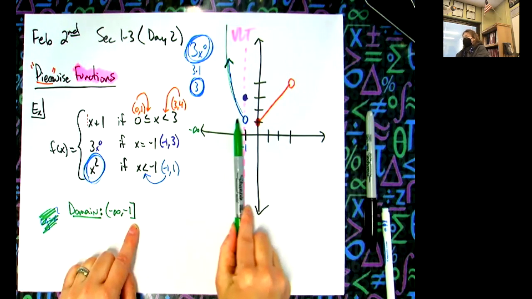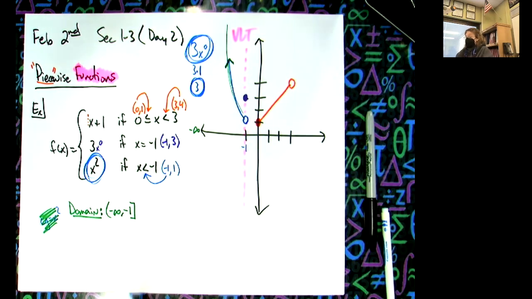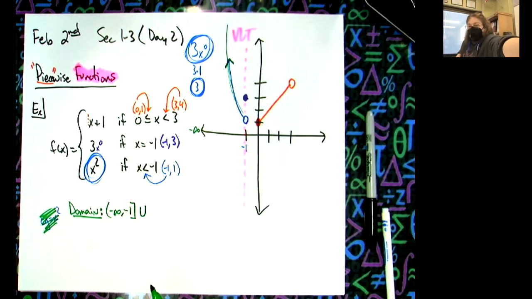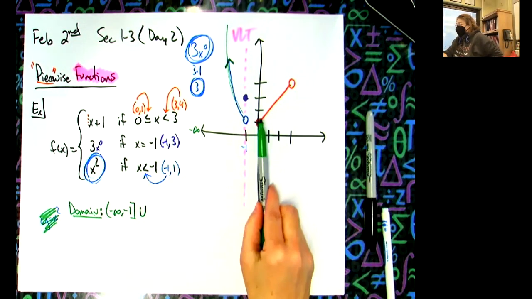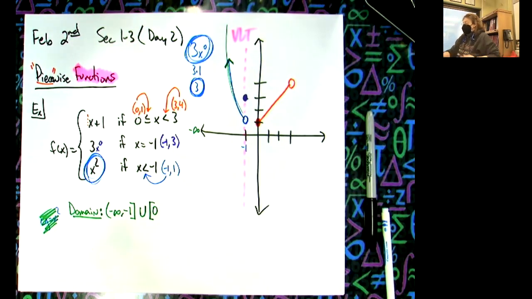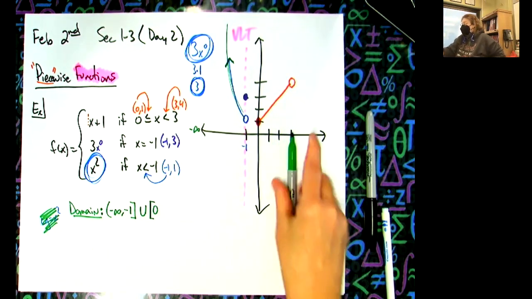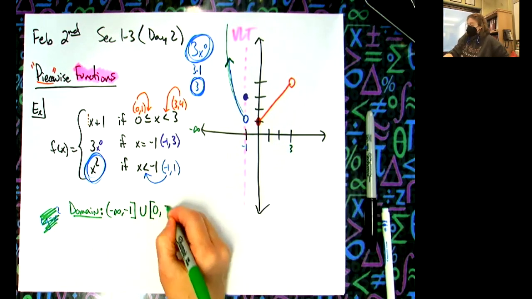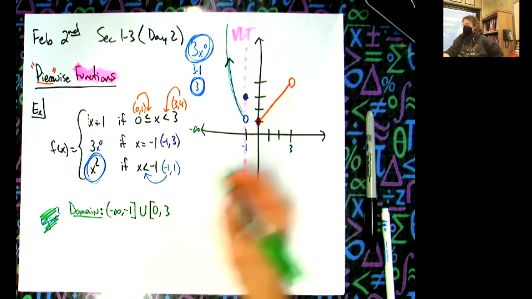If I'm looking left to right across this, there are no x values in between negative 1 and 0. So that means there's my gap in the graph. And then where does it pick up again? It picks up at 0 right there, and it's a closed dot. Then every x value is included all the way to 3, because this is 3 right there. Now, what kind of bracket do I need on 3? Curvy, because it's an open dot.